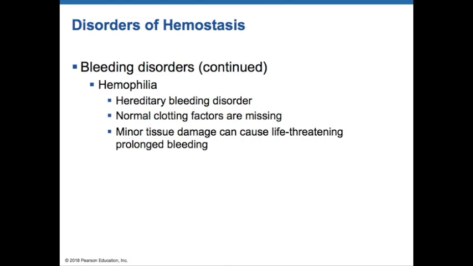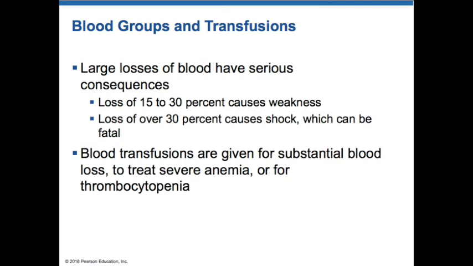Now, hemophilia is a hereditary bleeding disorder. Now, similar concept as thrombocytopenia. In hemophilia, there are not going to be normal clotting factors, which means that your body is going to be incapable of clotting correctly, which perhaps can lead to hemorrhage because there is going to be no way to stop the bleeding.